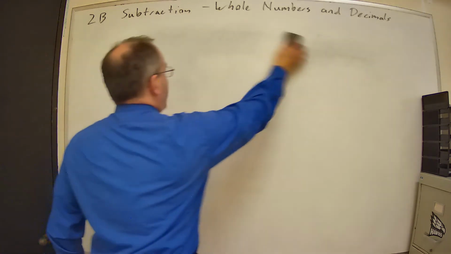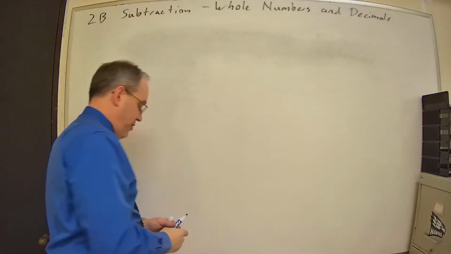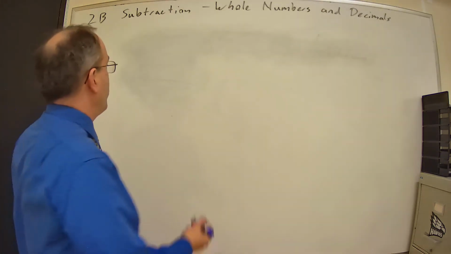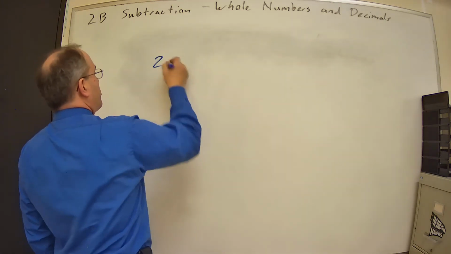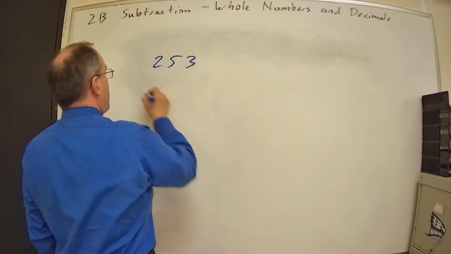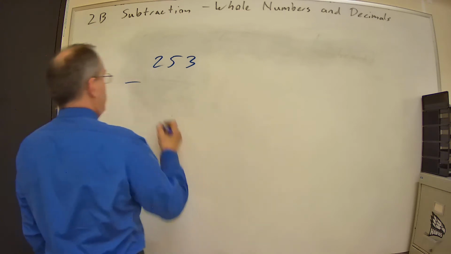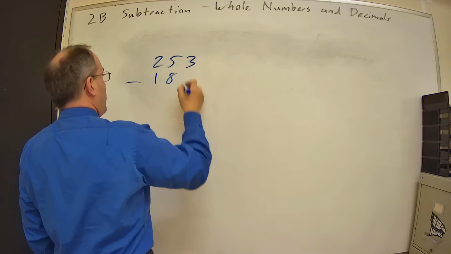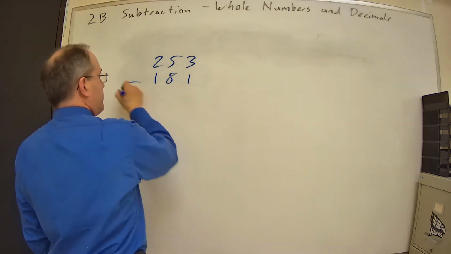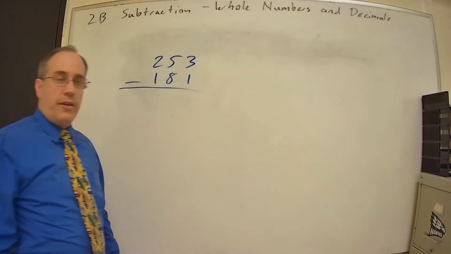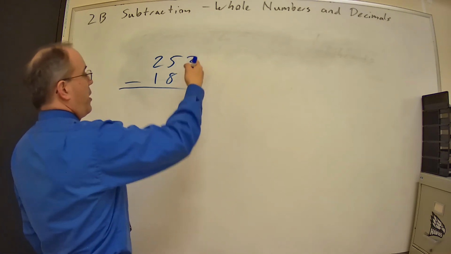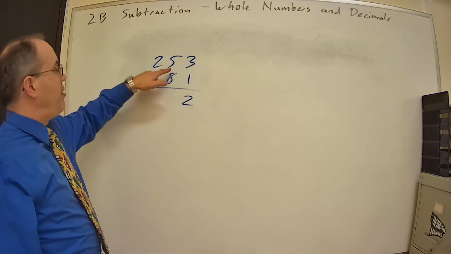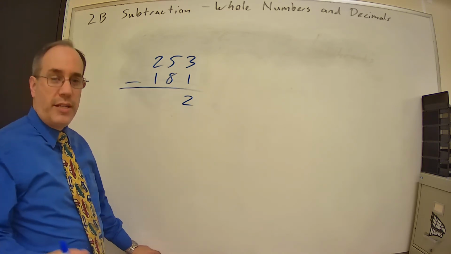And I'm just going to stack these this time because it saves me a little bit of writing as opposed to writing it out across and then writing it down. What if I have 253 minus 181? So now we see that we can go 3 minus 1 is 2. But when we get here, we see 5 minus 8.